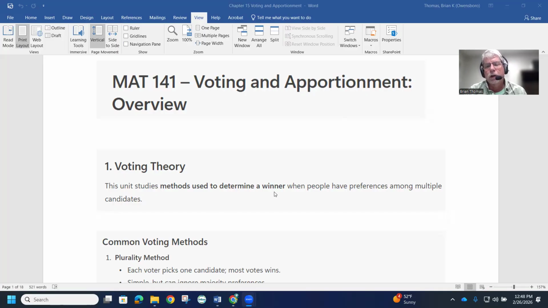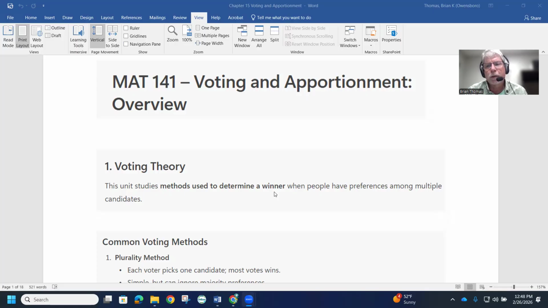You may have had elections in high school for your freshman president, your freshman secretary, treasurer, things like that. Sometimes you may have only had two candidates running, so it's pretty easy to get to a majority. But sometimes there are a lot of candidates running, so this is where it gets a little more challenging.